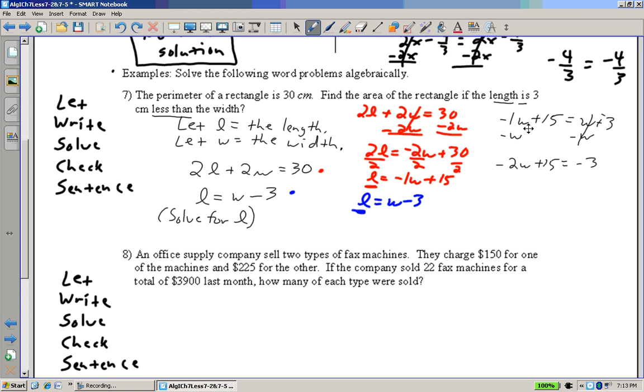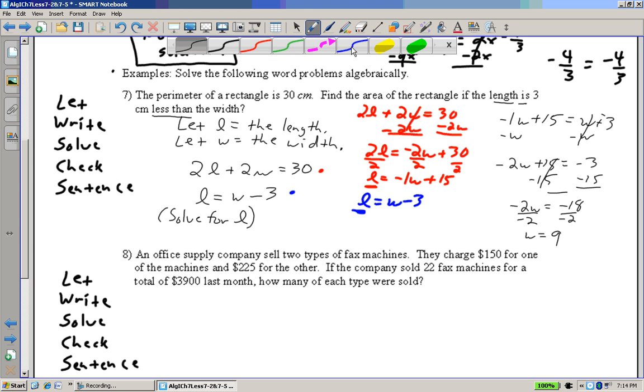Then get all your variables onto the same side. First addition or subtraction. Then multiply, divide. Aha, so w is 9. Now, I want to plug that back in. It looks like it's going to be a little bit easier with the blue. So let's try it with the blue. L equals 9 minus 3. L is then 6.